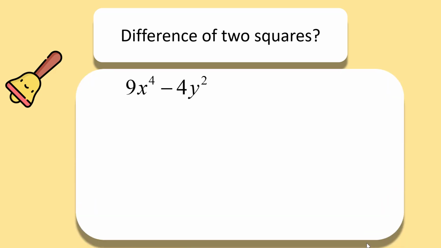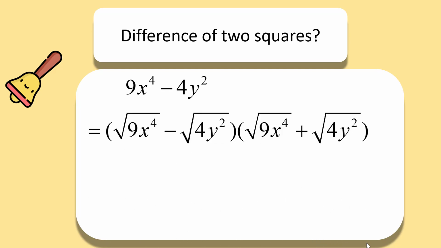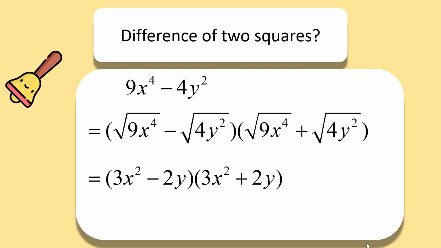9x to the power of 4 minus 4y squared. We need to create an equivalent expression. We need to factorize. So we need two brackets with a negative and a positive, and we'll square root each perfect square. And that will be equal to 3x squared minus 2y times 3x squared plus 2y.